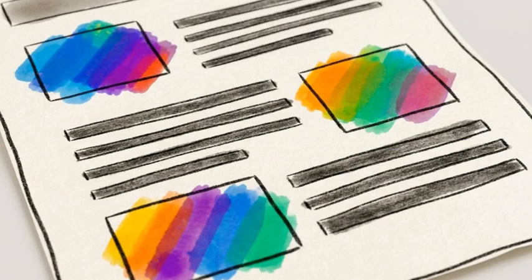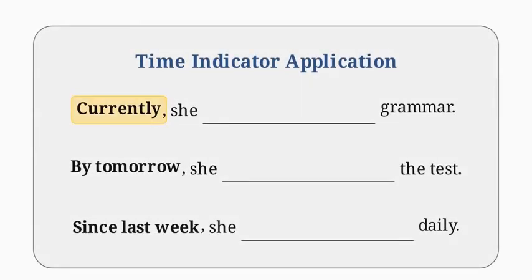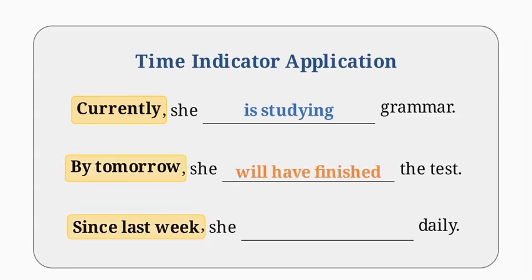Let's apply the grid to a full paragraph to see how specific words act as anchors for our grammar choices. Currently points to an action in progress, taking the present continuous, is studying. By tomorrow indicates a deadline, moving the verb into future perfect, will have finished. Since last week describes an action continuing into the present, triggering present perfect continuous, has been practicing.